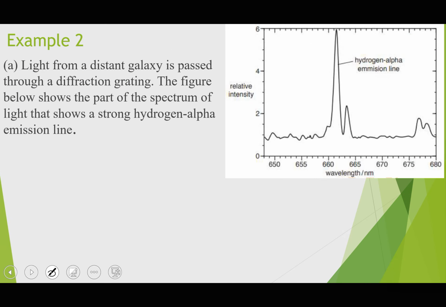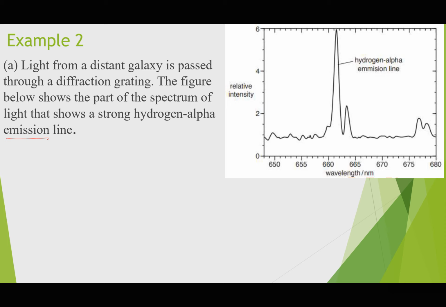Example number 2. Light from a distant galaxy is passed through a diffraction grating. The figure below shows the part of the spectrum of light that shows a strong hydrogen alpha emission line. So it is an emission line, which means the transition is from a higher energy level to a lower energy level. So the electron is making a transition from a higher energy level to a lower energy level. It is giving out a photon.